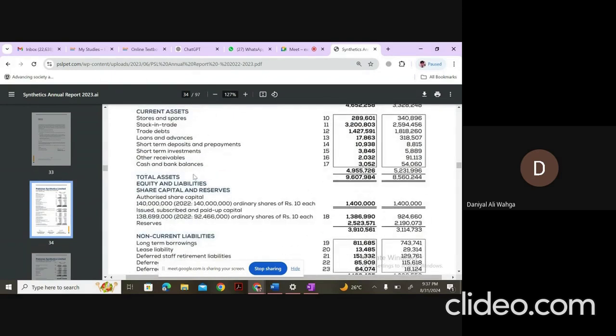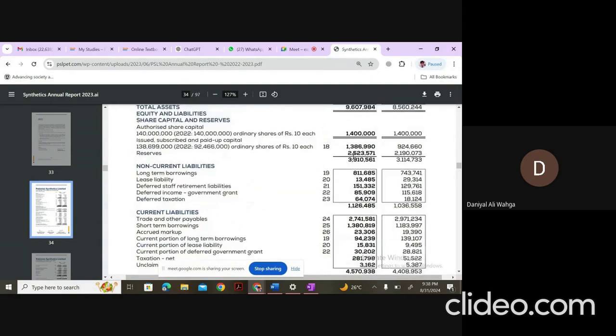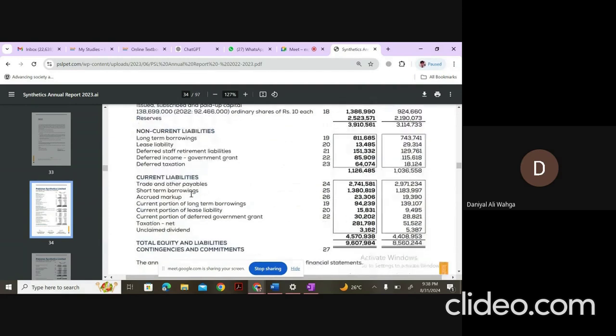Then there are total assets, equity and liabilities, share capital. This is the authorized capital, issued and paid up capital. The authorized amount is not included in the total, because this is the total amount of capital which has been authorized, while this is the amount which has been issued. Then there are non-current liabilities: long-term borrowings, deferred tax, staff retirement benefits, deferred income, government grants, and deferred taxation. As per IAS 20, government grants. Then current liabilities: trade and other payables, short-term borrowings, accrued markup, current portion of long-term borrowings.